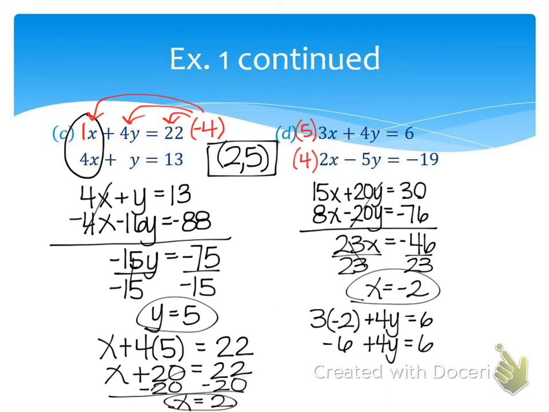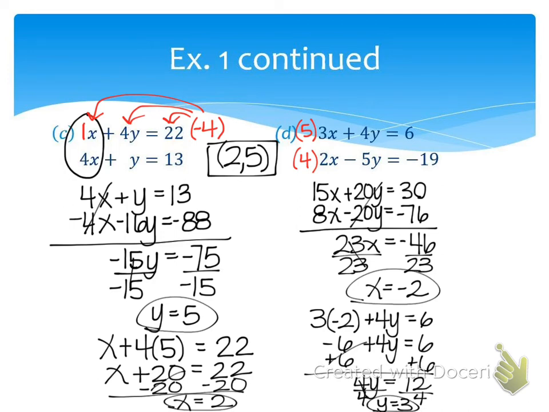Nate, what would you move first, the negative 6 or the 4? The negative 6. Okay, how do we move it? Yeah, we add 6 to both sides. So we get 4y equals 12. And how do you finish this one? Nate? You divide, and the answer is 3. Okay, I divide both sides by 4, and my answer is 3.